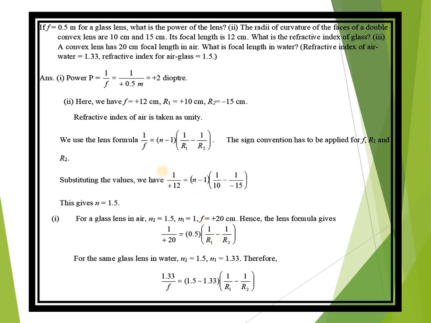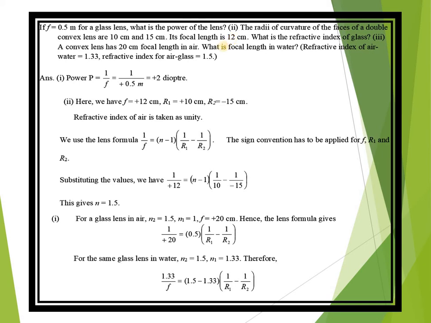So the problem is written here. The focal length of a glass lens is given, and the power of the lens is asked. It's very simple. Power is the reciprocal of focal length, so you can obtain it. Second part, the radii of curvature of the faces of a double convex lens are 10 cm and 15 cm, its focal length is given as 12 cm, and the refractive index of the glass is asked.